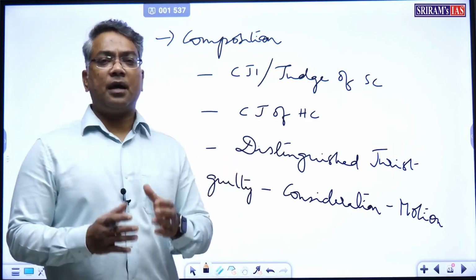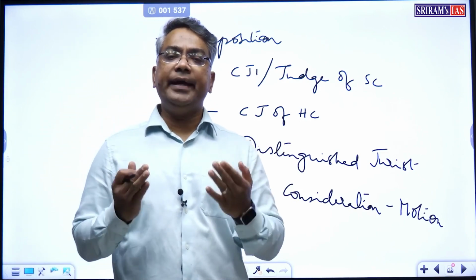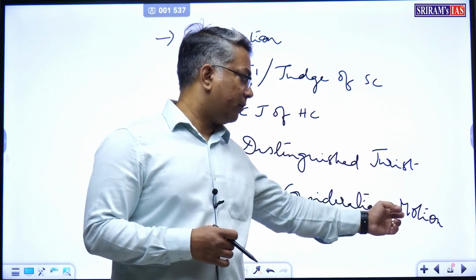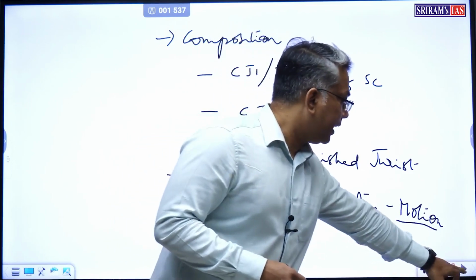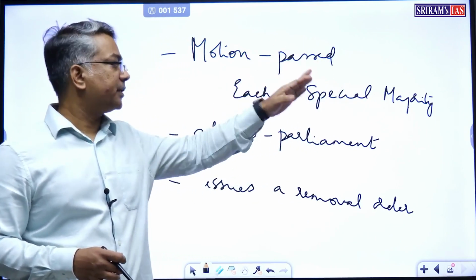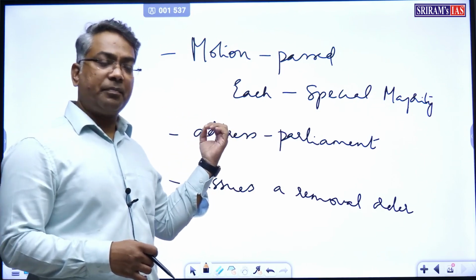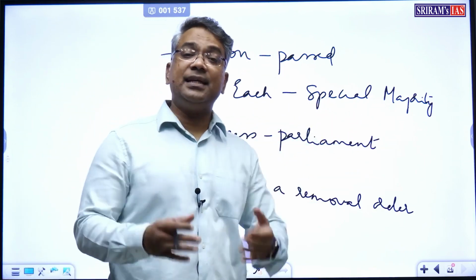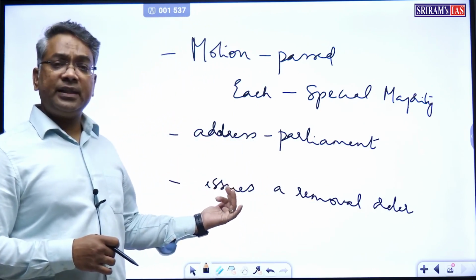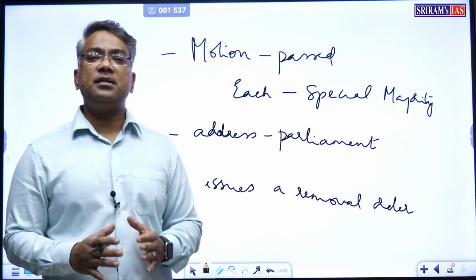If the committee on inquiry finds the judge to be guilty of misbehavior or incapacity, then the House can take up for consideration the motion. The motion has to be passed by each house by special majority. We have already talked about special majority, and after the motion has been passed by each house, an address of the parliament has to be presented to the president in the same session for his removal. After receiving the address, the president issues a removal order and the judge of the Supreme Court stands impeached.